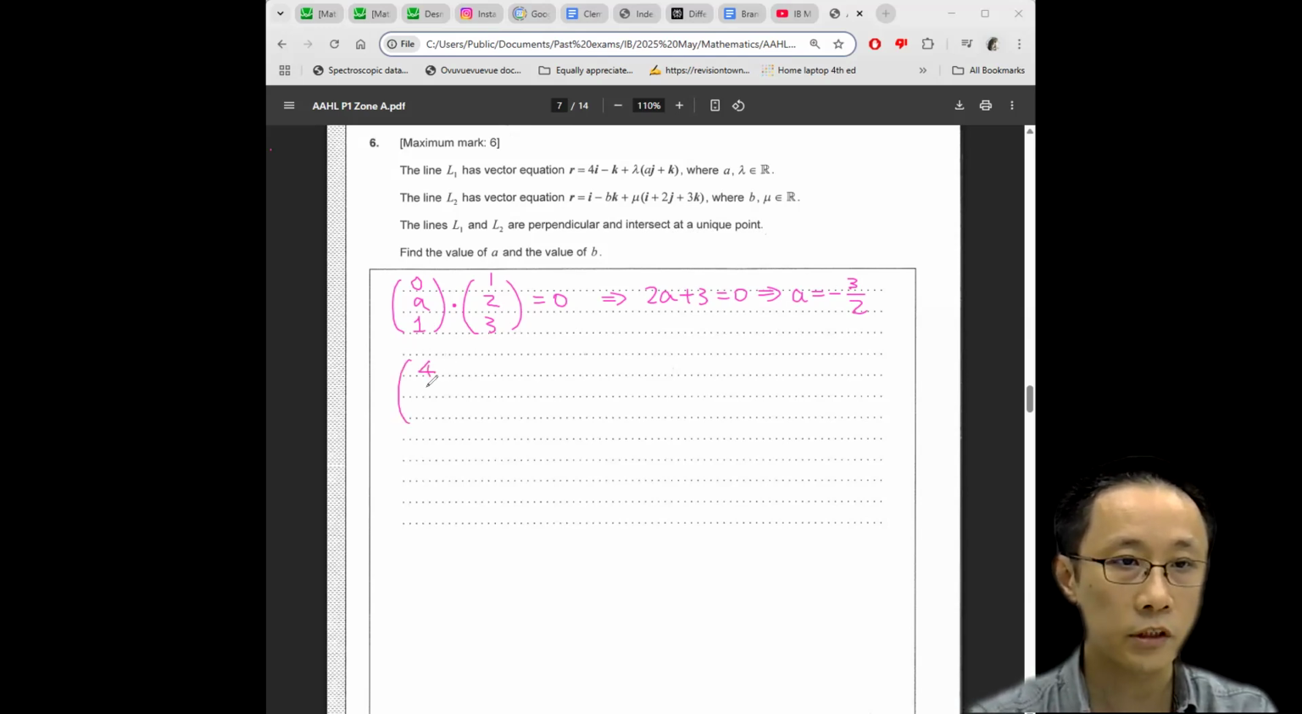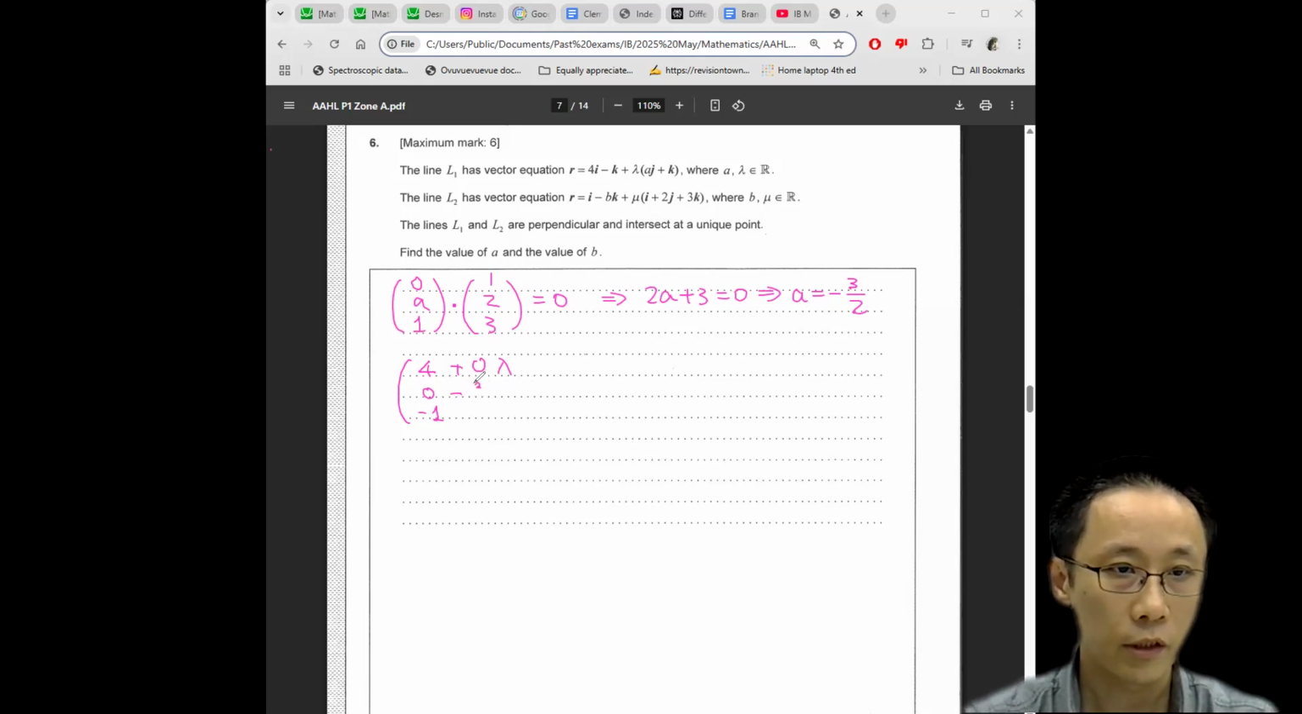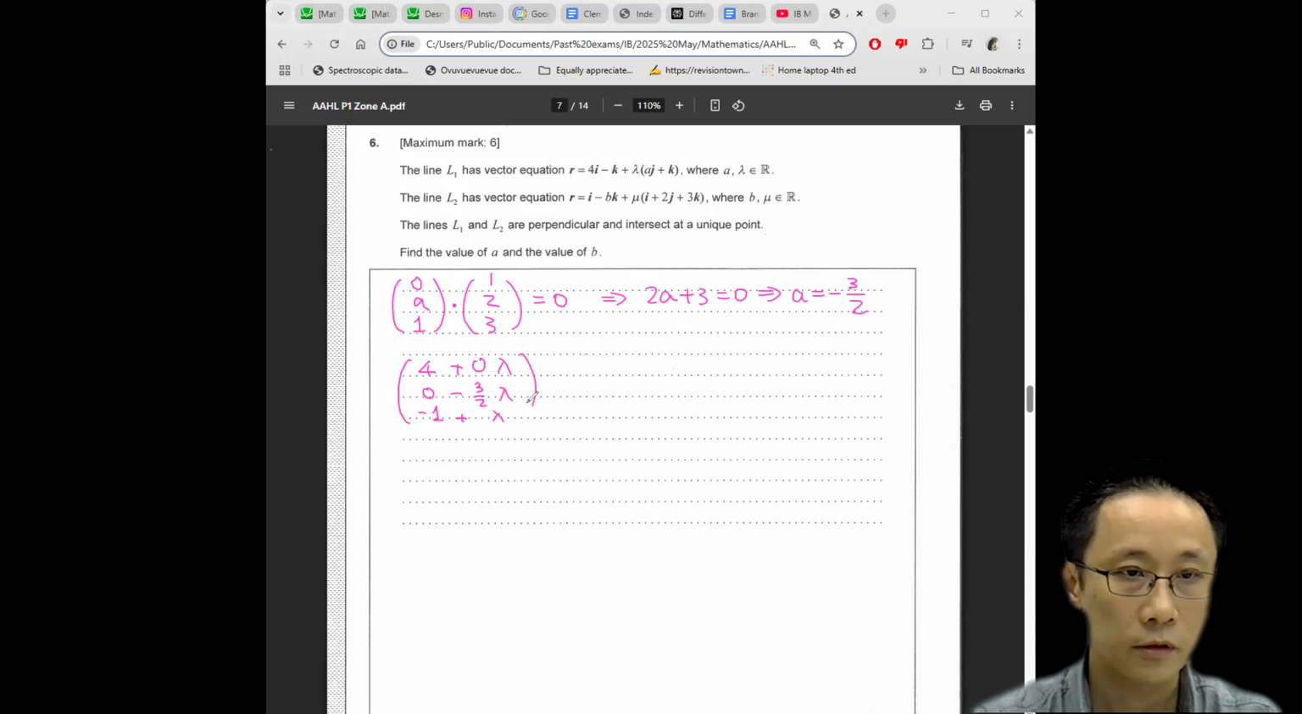We have 4, 0, negative 1 plus 0 lambda, a lambda. And actually we have already found a, so let's just put in the value, negative 3 over 2 lambda. And then plus just 1 lambda, which needs to equal 1, 0, negative b, plus mu, 2 mu, and 3 mu.